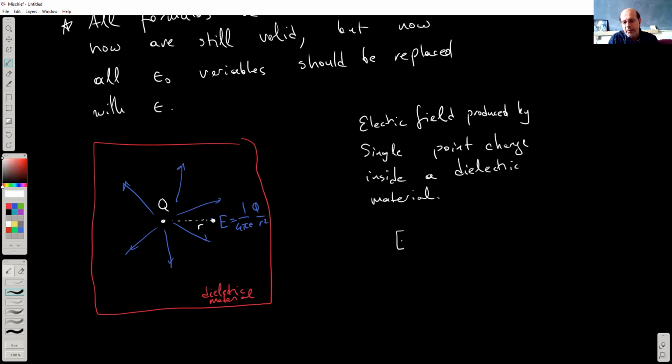So the radial component of the electric field is 1/4 pi epsilon charge divided by r squared. All I need was to replace the epsilon 0 with epsilon. That's it. So as a result, taking the dielectric material into account is actually very simple. There's an r unit vector in here, or you can say that this is the radial component.